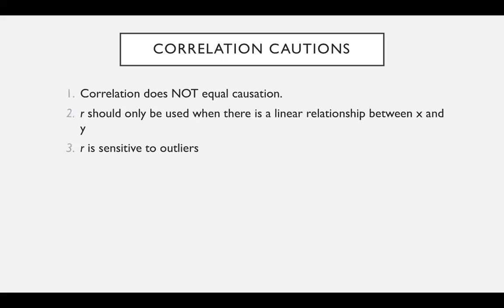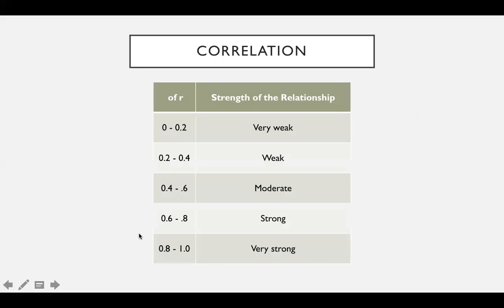And then R should only be used when there's a linear relationship between x and y. So you don't want to make a correlation between data that doesn't have a pattern. And then R is sensitive to outliers. So yes, it is very sensitive to outliers. As you can see here back in the chart, the strength of a relationship can be thrown off by outliers. So if there is an outlier, a relationship could go from strong to moderate very quickly.